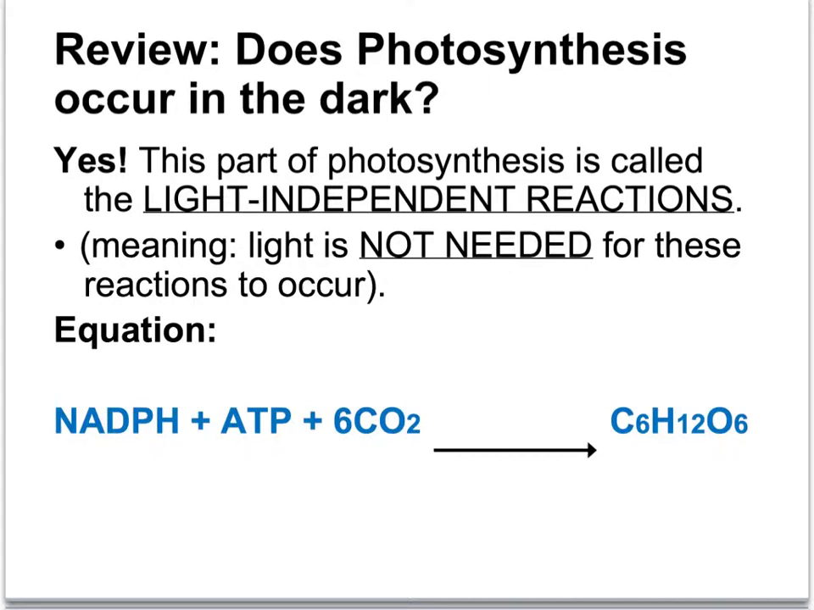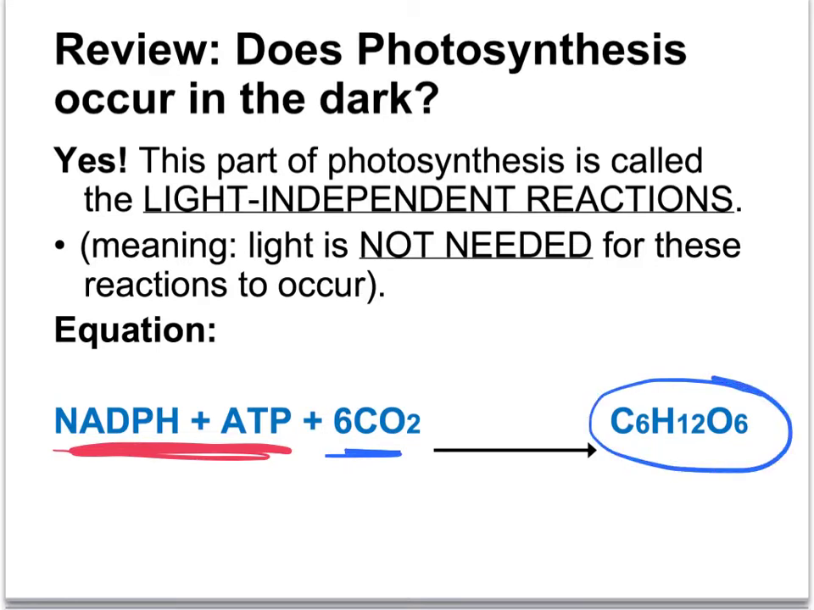So we can do the same thing. We can take our overall equation, and we can make an equation that is just for the light-independent reactions. So in the light-independent reactions, we're going to take the ATP and the NADPH, which was created during the light-dependent reactions. We're going to use that along with CO2, which is going to come from the air. And all of that together is going to give us our glucose molecule. This glucose molecule is really important for plants and all living organisms, actually, because it's food.